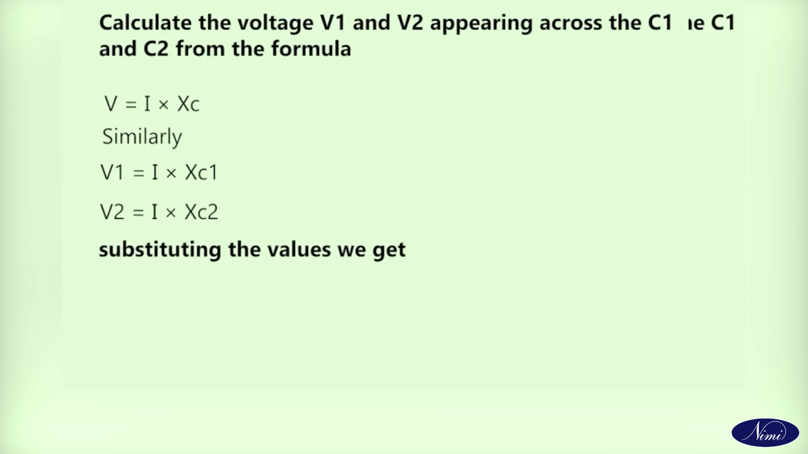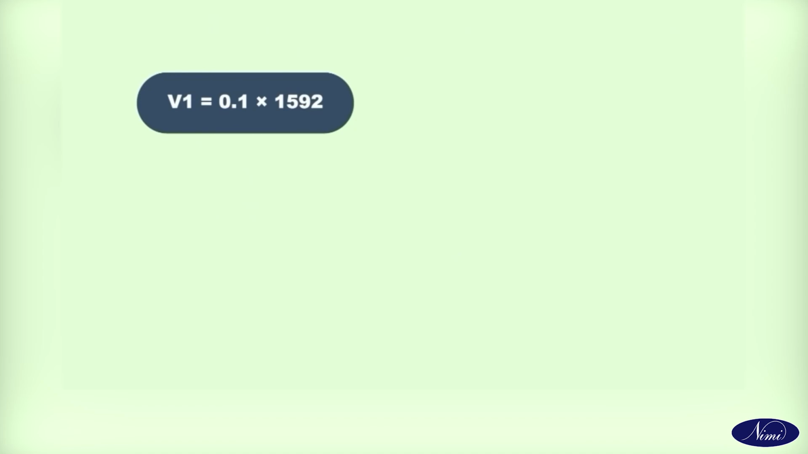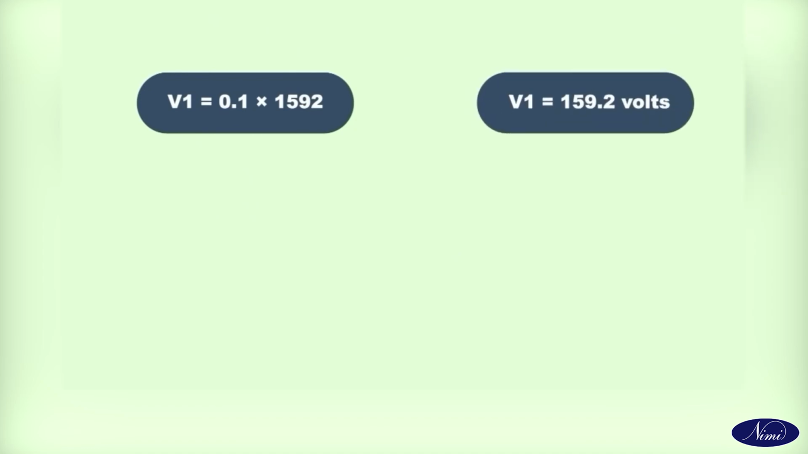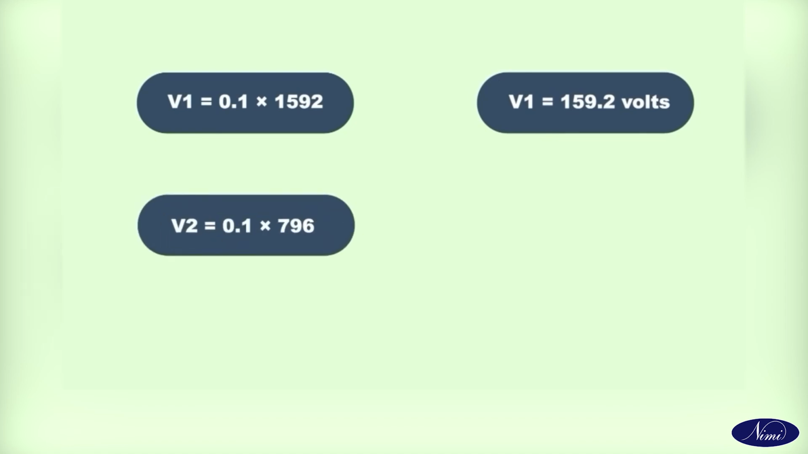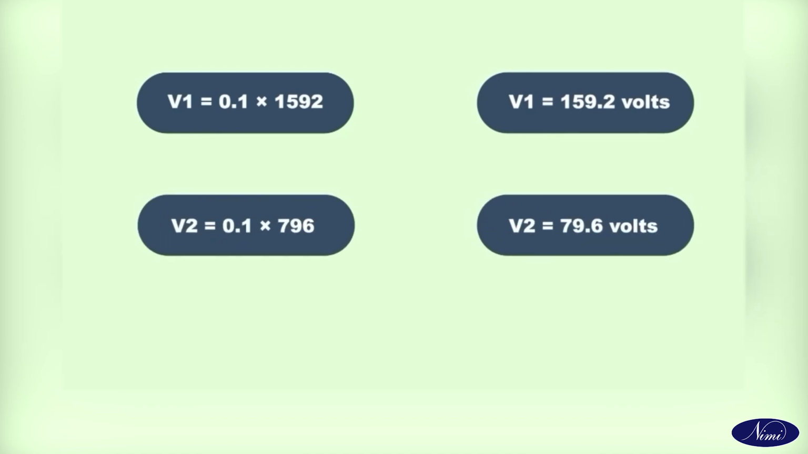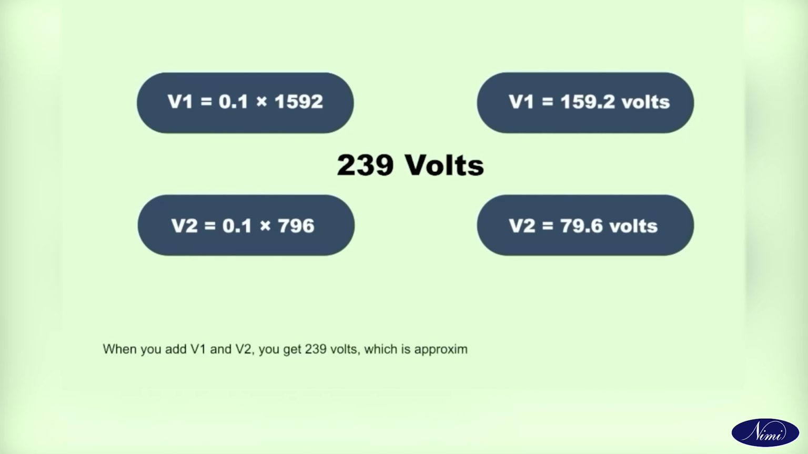Substituting the values, we get V1 is equal to 0.1 into 1592, so V1 is equal to 159.2 volts. V2 is equal to 0.1 into 796, so V2 is equal to 79.6 volts. When you add V1 and V2, you get 239 volts, which is approximately equal to the input voltage of 240 volts. Ensure the calculated values are approximately equal to the measured values.